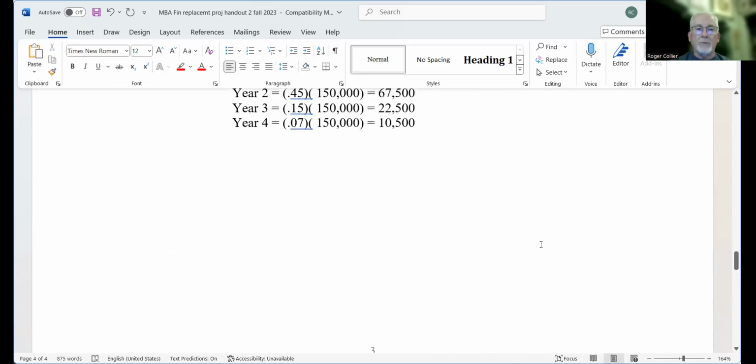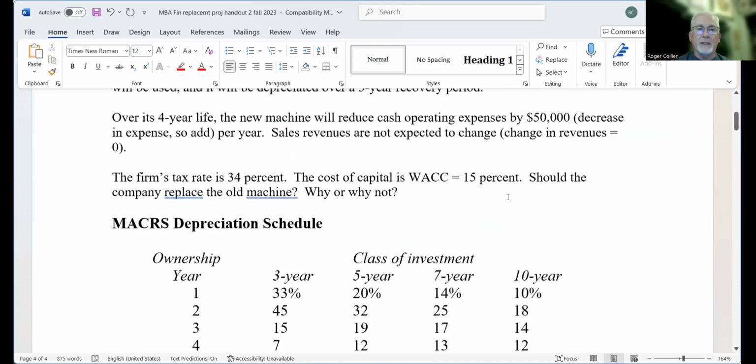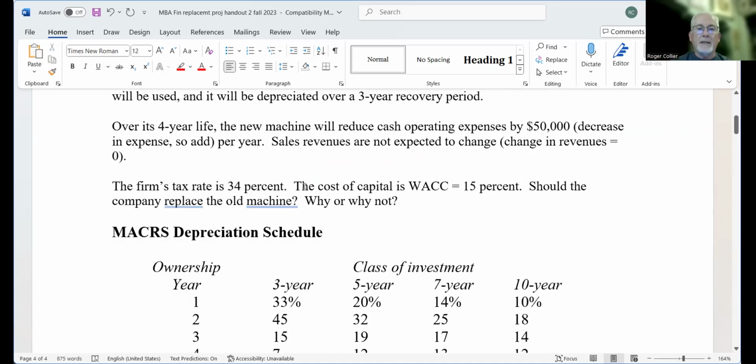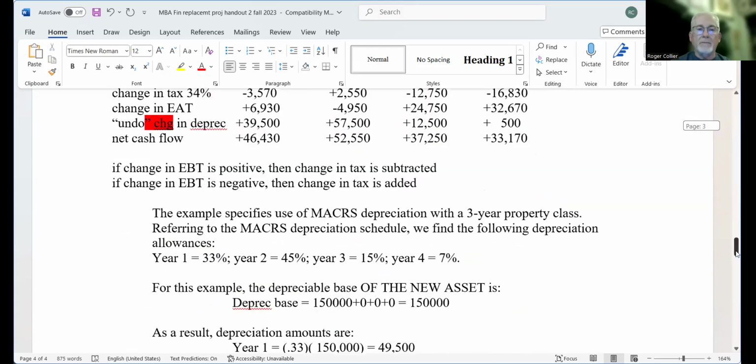I don't have it here. It was way back at the beginning. Sorry to scroll back up. Don't mean to make you seasick. WACC is 15%. All right, so back here now.